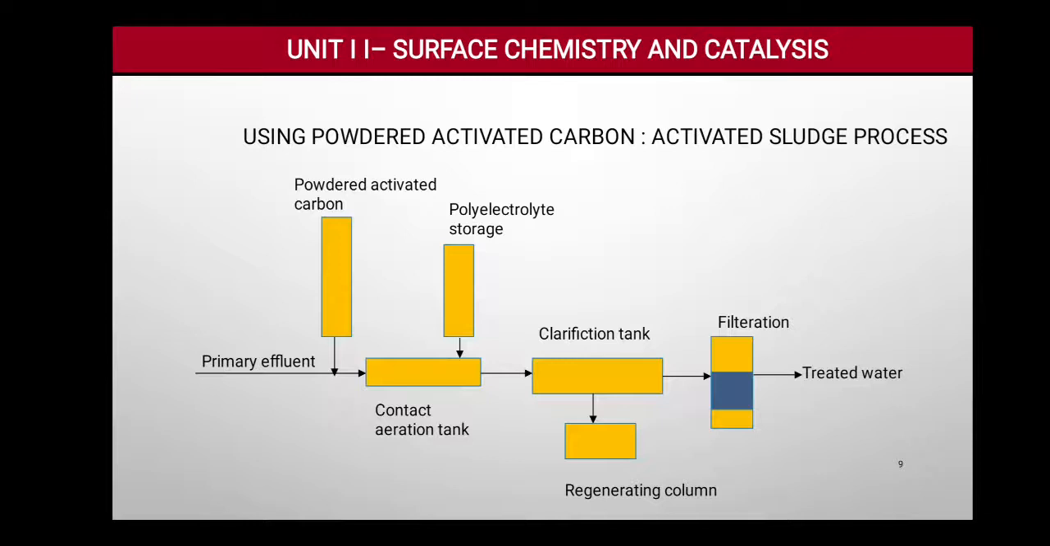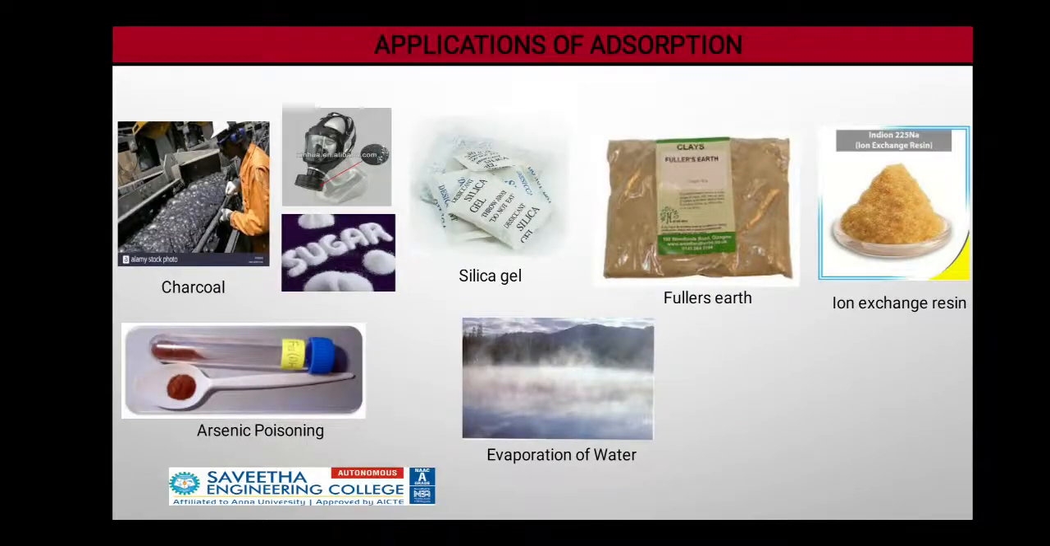After that, it is sent to the clarification tank where all the carbon particles settle at the bottom. Finally, the water is filtered by passing through the filtration column. At last, they get the treated water and use it for gardening purposes.